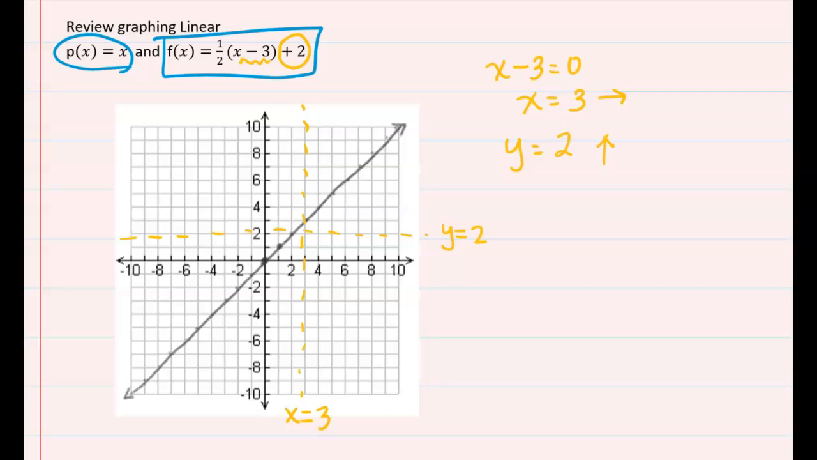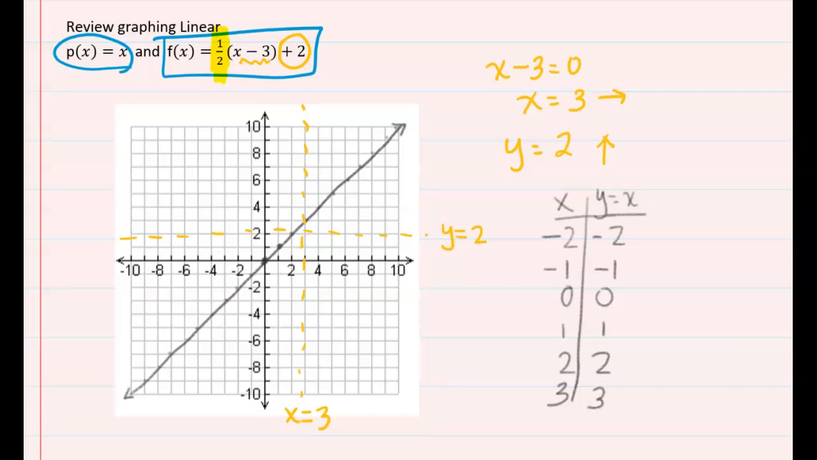And then we also have a multiplier in front, which means we're going to get our y values and multiply it times 1/2. So let's take a look at our values for our parent function. Remember, it was the identity function, so we've literally found (0, 0), (1, 1), (2, 2), (3, 3). We found (-1, -1), (-2, -2). So we found all those points.